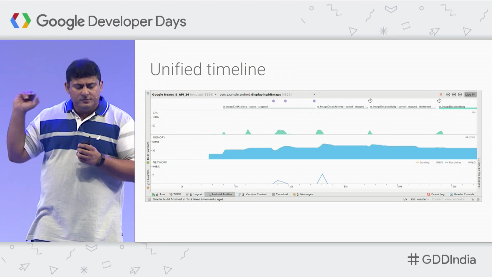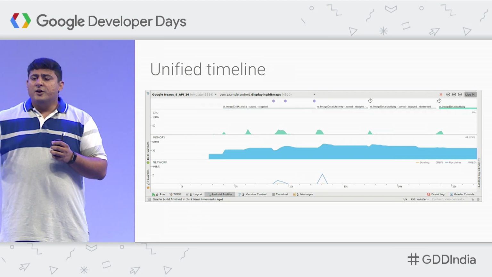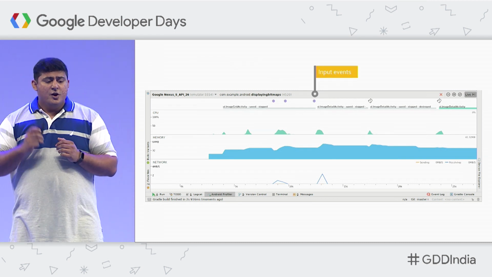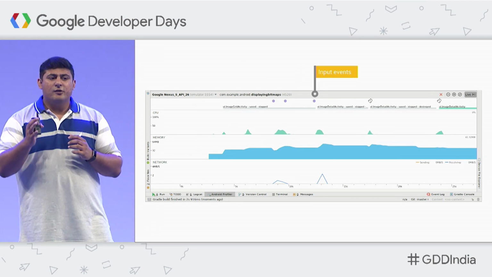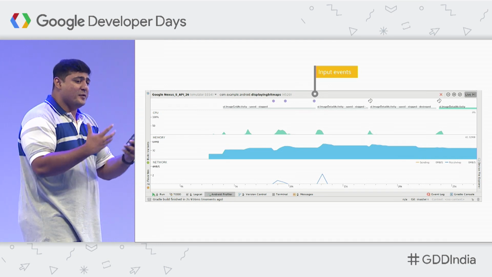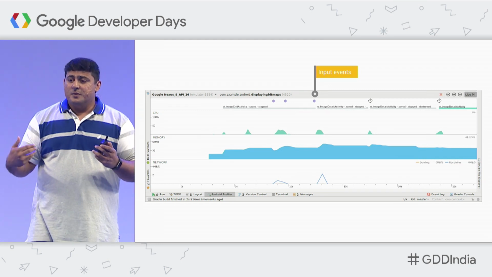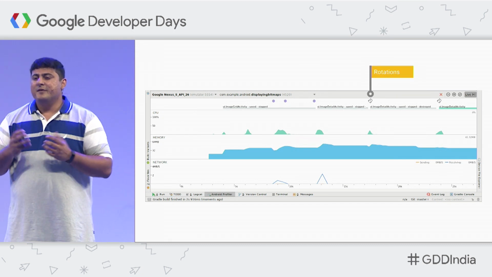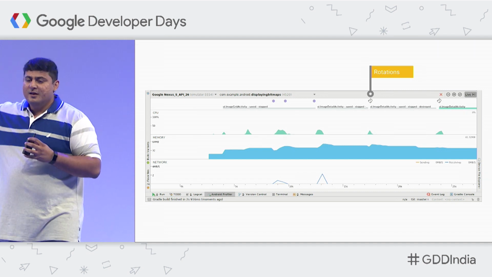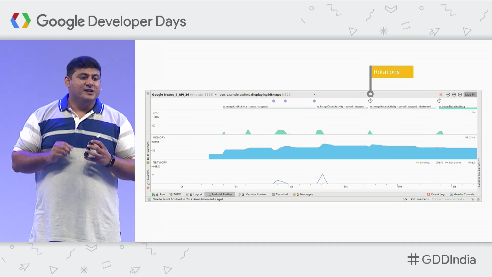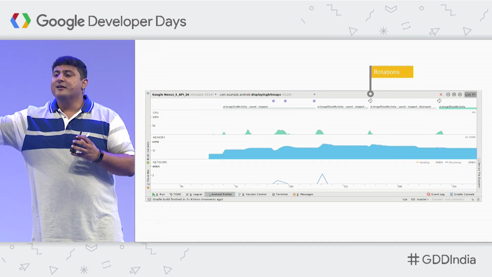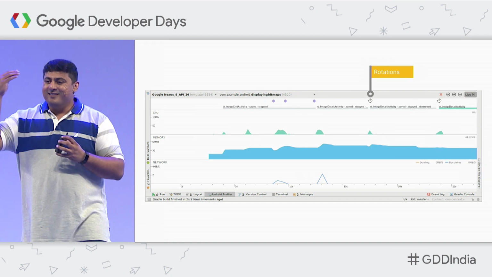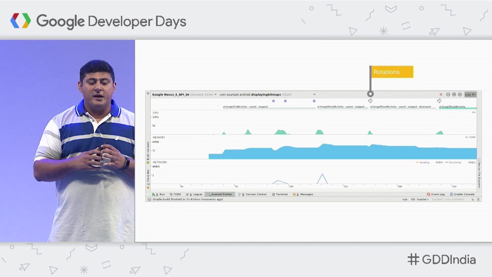You have the CPU, memory, and your network, three things shown in terms of a timeline. And on top of it, you also have input events. This allows you to track how your app is performing in these three respects with respect to what the user is doing. We also flag system events like rotation of the screen. If you see, the icon shows that the screen is getting rotated at this point, the activity is getting recreated, and you see a small spike in the CPU at that point. So you can relate some of these things in that one timeline.